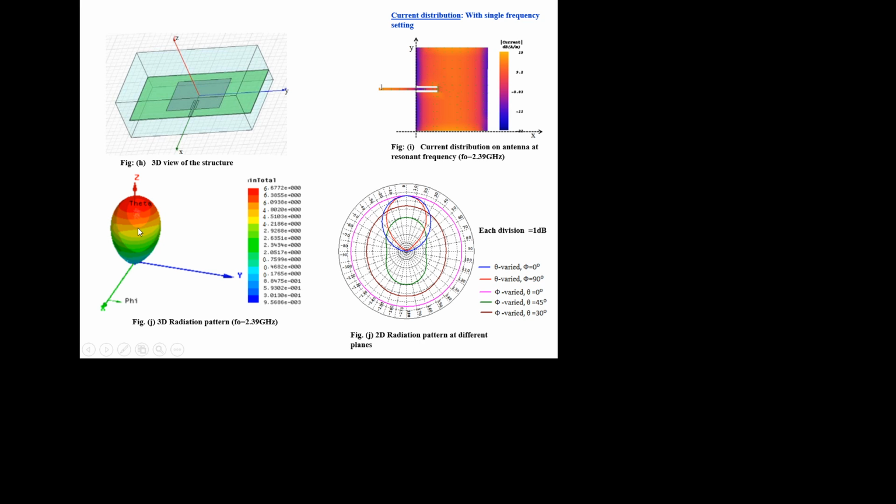So antenna radiates maximum in this direction, that is the antenna thickness is in the z direction here, and width is in the y direction. This is the y direction, width is in the y direction, and length is in the x direction. This is the length in the x direction, and width is in the y direction, and thickness of the antenna is in the z direction, and maximum radiation is along the z direction.